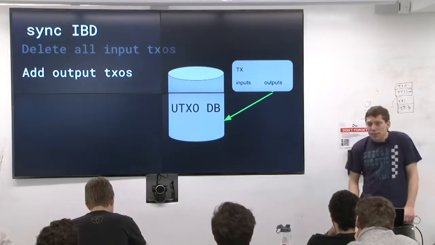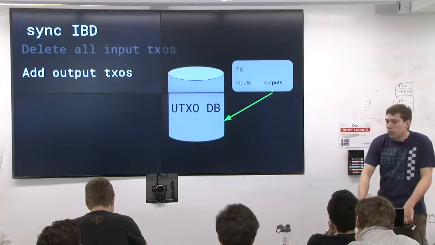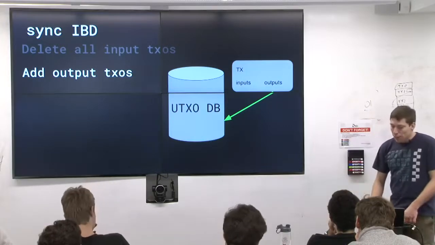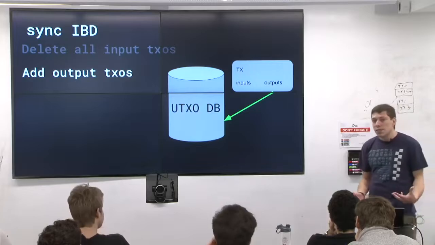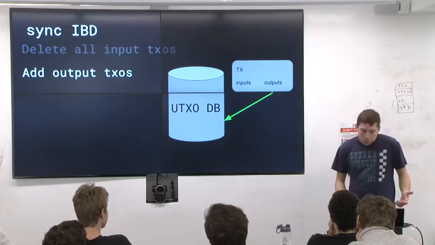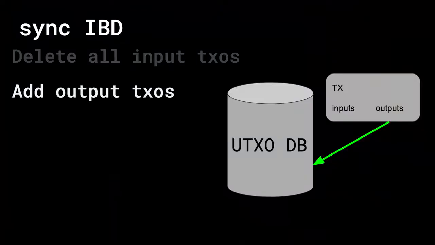So it doesn't seem too bad, but there's a lot of disk access, and the UTXO DB is a key value store with a lot of keys. The values are very small. So it's not like a crazy database problem, if anyone's interested in databases. But it can be slow, and we want to really optimize it.